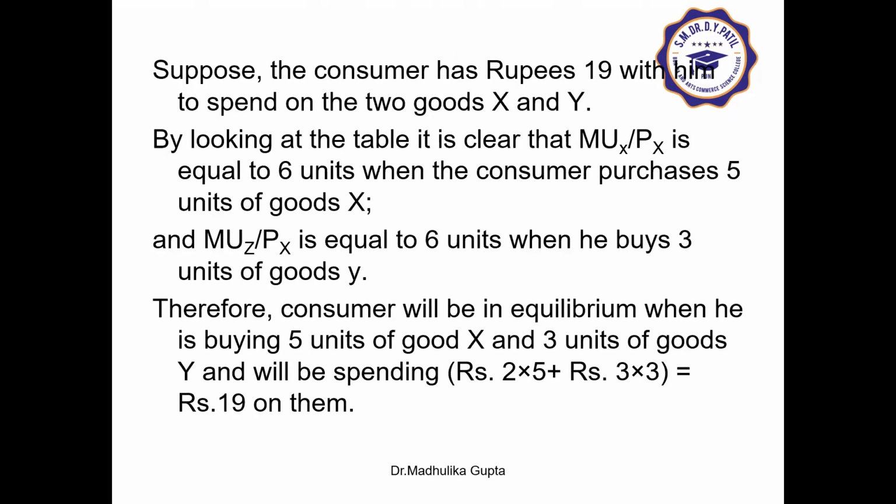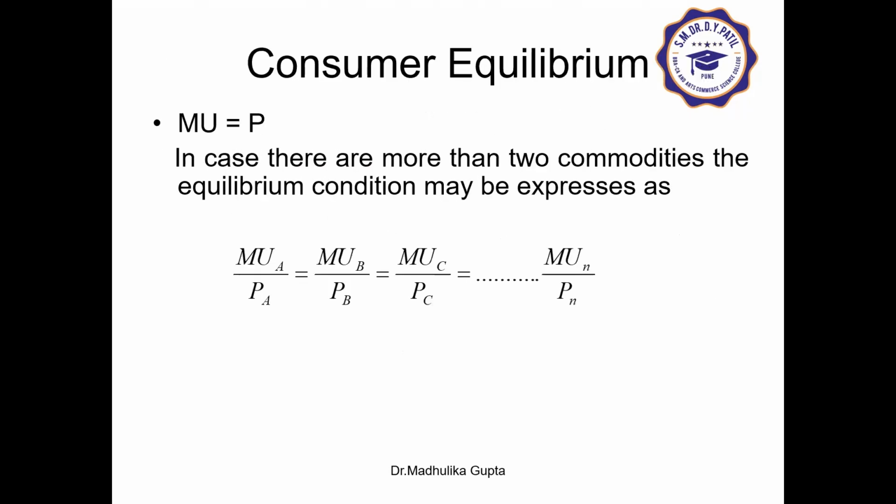So now, consumer equilibrium, let's understand. The next concept, what is consumer equilibrium? In this case, there are more than two commodities. The equilibrium conditions may be expressed. When a consumer pays the price for the commodity he is consuming, he compares the utility he derives from the additional unit of a commodity with the utility sacrificed in terms of the price paid for the unit of commodity. That is, MU is equal to price.